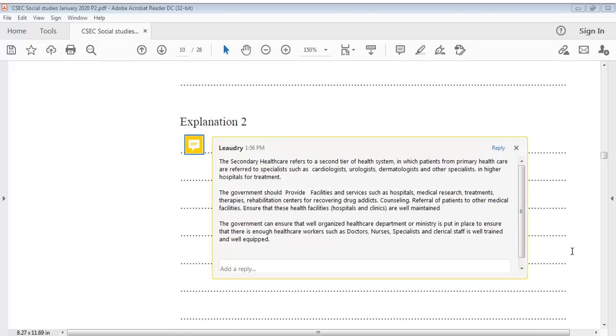Since primary health care would be referring patients to secondary health care, because we know the primary, as we mentioned, is like the community centers and health clinics, the secondary health care would be at the hospitals. So you'll find specialists such as cardiologists, urologists, dermatologists, and other specialists at the hospitals that will afford a higher form of treatment to patients. So the government will ensure that these things are put in place so that the population can be healthy.